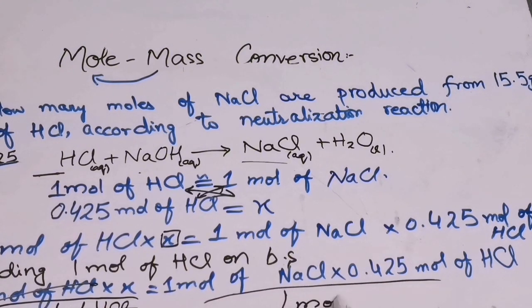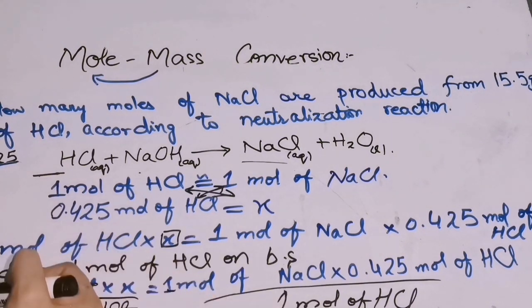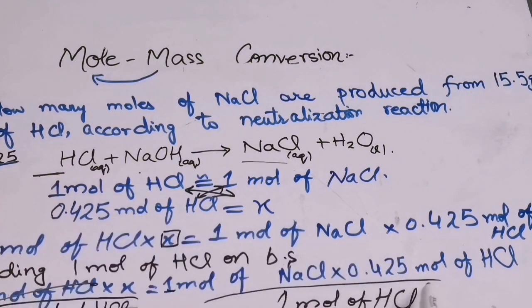We will get 1 mole of HCl, right? We will write over here 1 mole of HCl. Now here we are left with X only, and from here see over here it's 1 and 1. So when we multiply 0.425 with 1 and divide by 1, we will get the answer 0.425. And what are cancelling each other? Mole of HCl is cancelling the mole of HCl. From here we got our answer, that is 0.425 mole of NaCl.